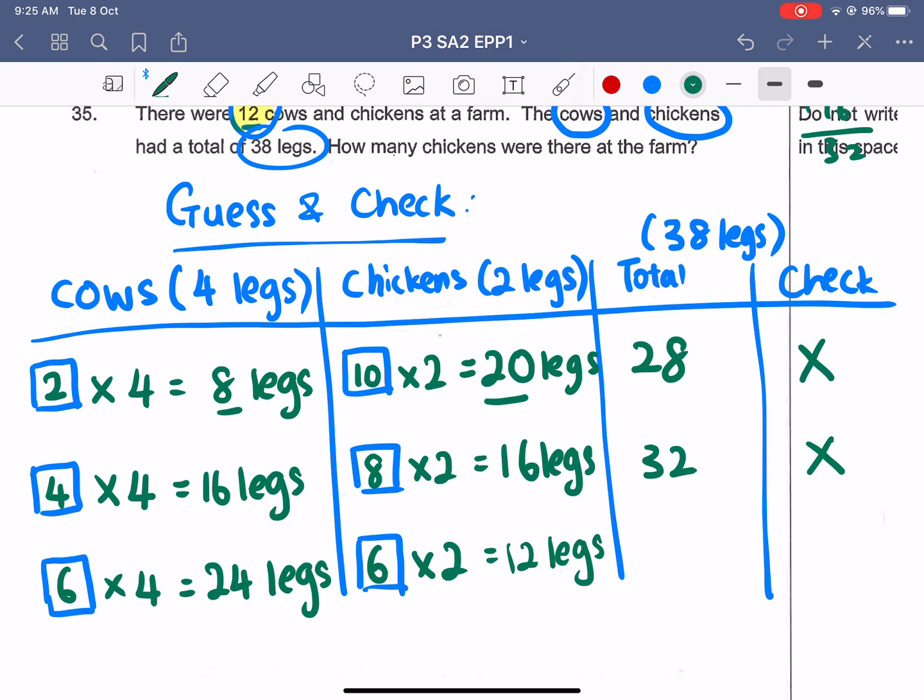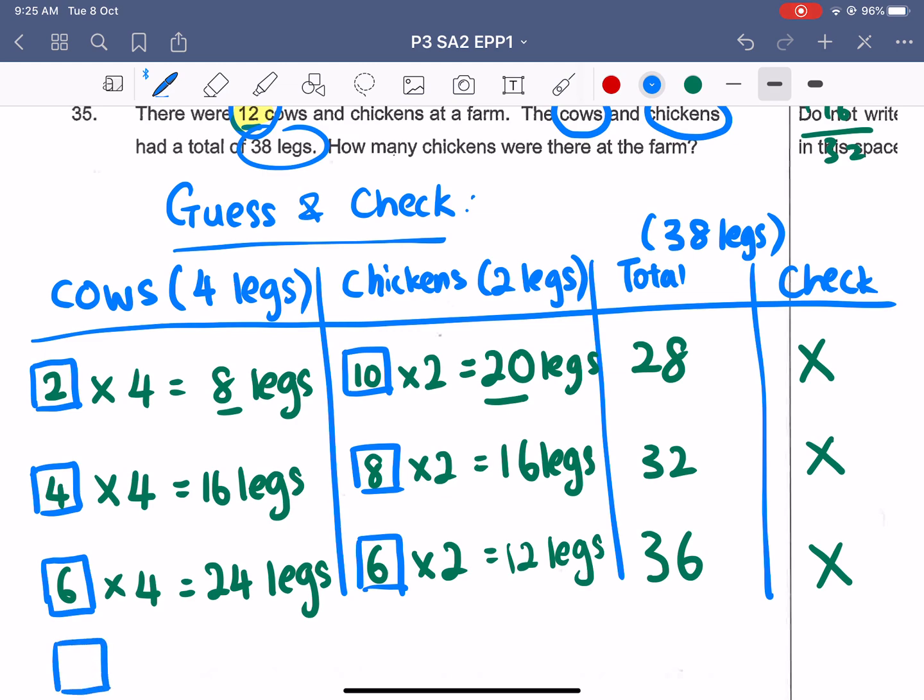Wow, 24 plus 12 gives me a total of 36 legs. Is that what I want? Nope. So this is also wrong. But I find that I'm getting closer. I'm getting really close to my answer 38. So I'm going to make my guess now smaller.